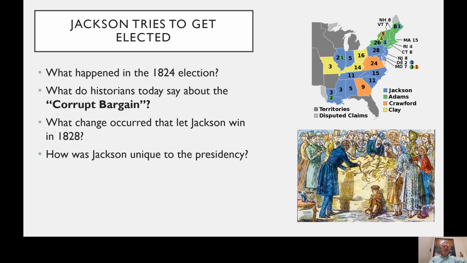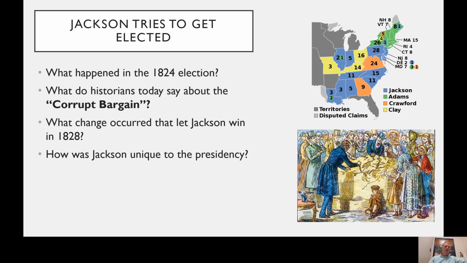Historians today would say that there really wasn't a corrupt bargain at all. Jackson wasn't very popular with career politicians, so he wasn't going to win anyway. So even though he's very much against John Quincy Adams and not a huge fan of Henry Clay, he wasn't robbed of an election in this instance.